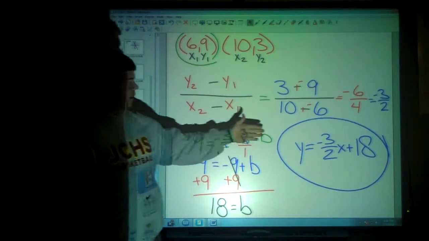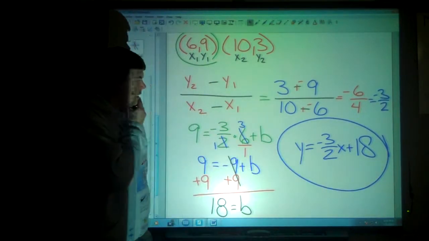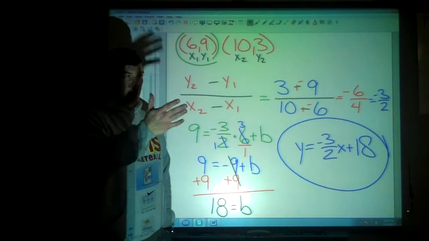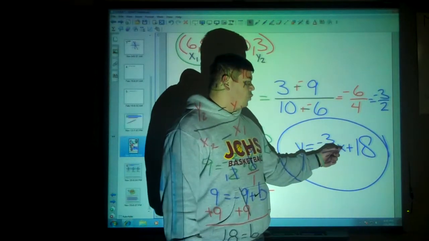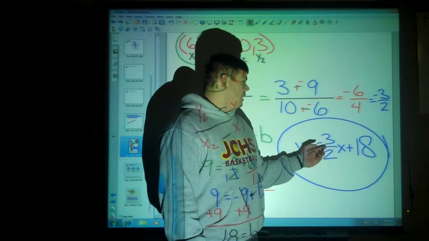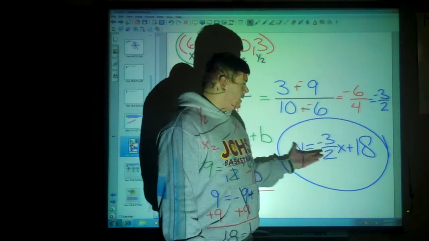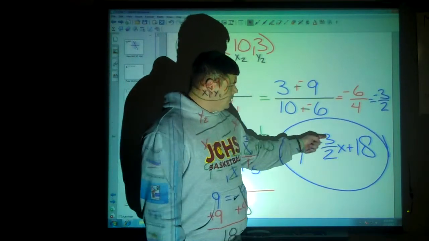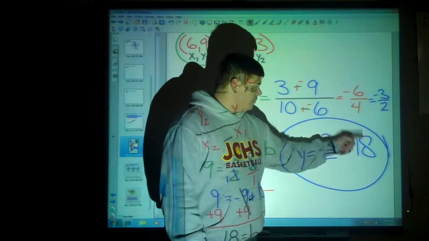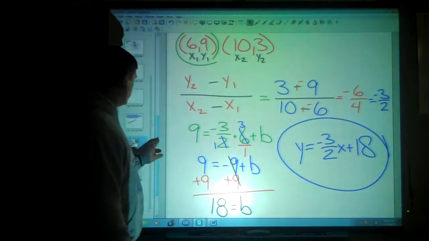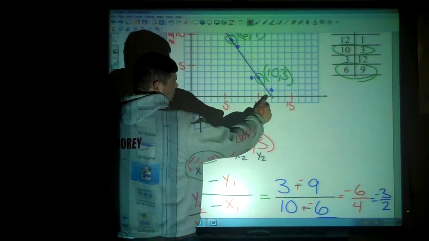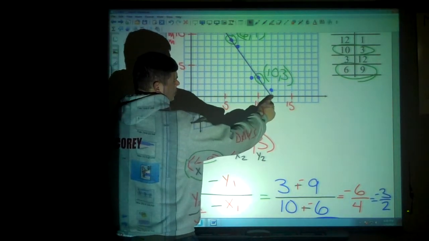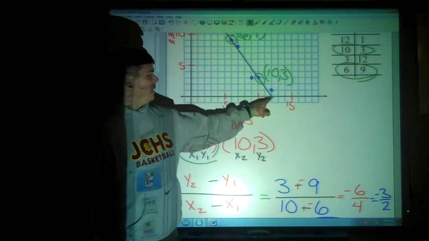If I were to use my equation and say, well, in 10 days or 12 days, if I do 12 days, then negative 1.5 of 12 is actually going to be negative 18. So negative 18 plus 18 would make 0. So in 12 days, I should have no tail. There's 10 days, there's 11 days, there's 12 days. And according to this graph, in 12 days, I would have no tail.